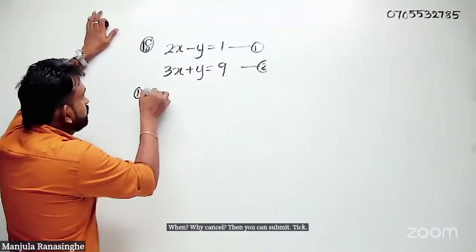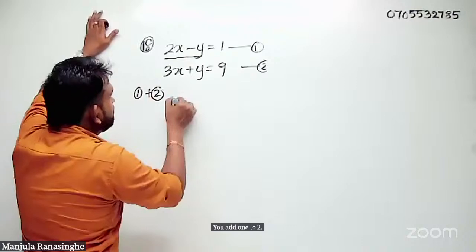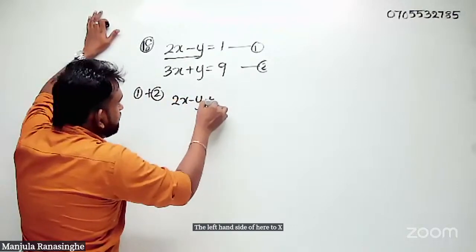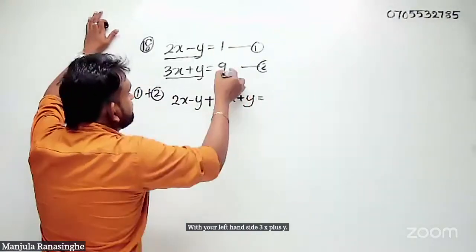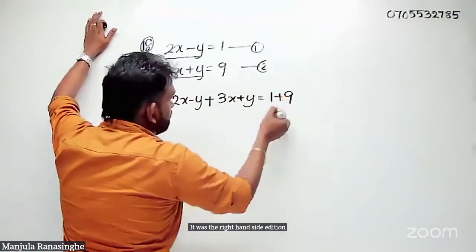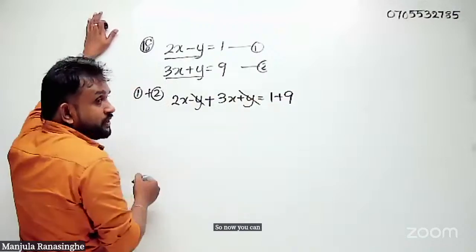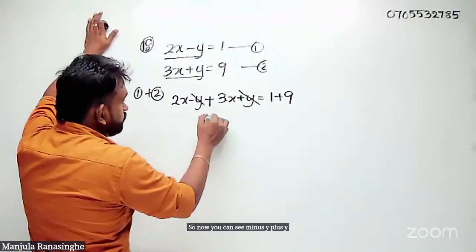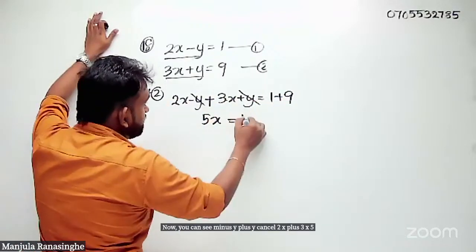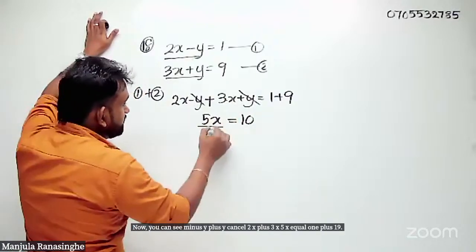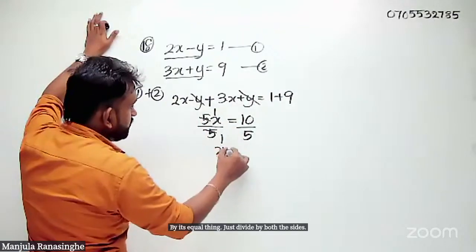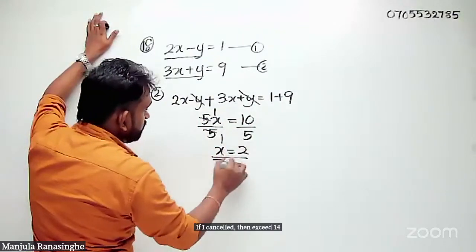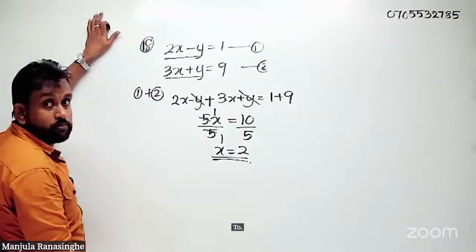So you add 1 to 2, then left-hand side here 2x minus y plus left-hand side 3x plus y equals the right-hand side addition 1 plus 9. So now you can see minus y plus y cancelled, 2x plus 3x is 5x equals 1 plus 9, 10. 5x equals 10, just divide by 5 on both sides. 5 cancelled, then x equals 10 divided by 5, 2.